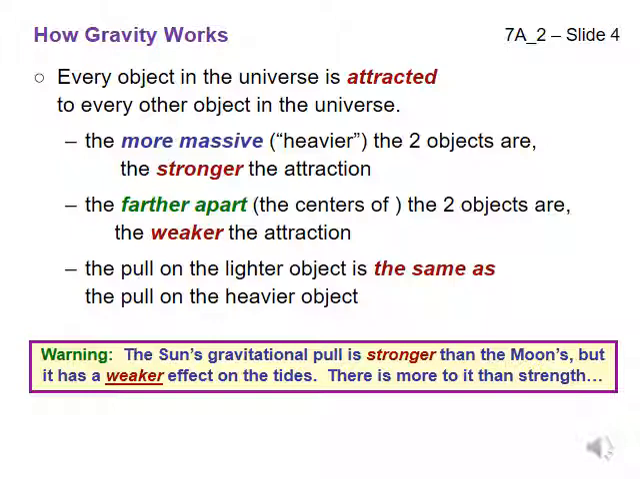The Earth also exerts a stronger pull on me than the Sun, but only because I am closer to the Earth than the Sun. Even though the Sun is much more massive than the Earth, the Sun is also much farther away from me than the Earth.